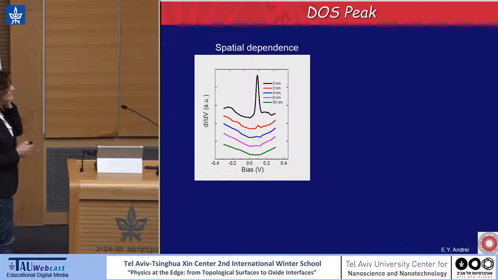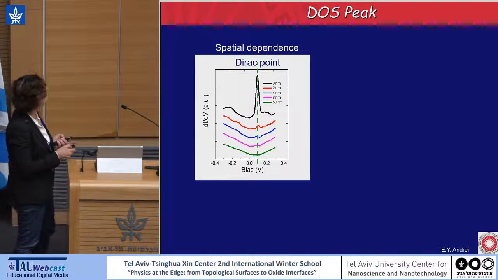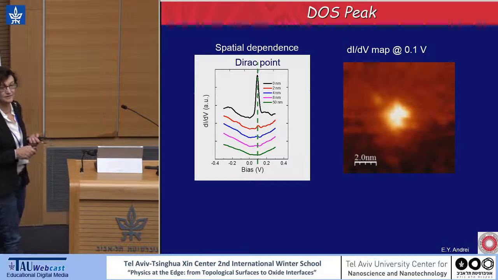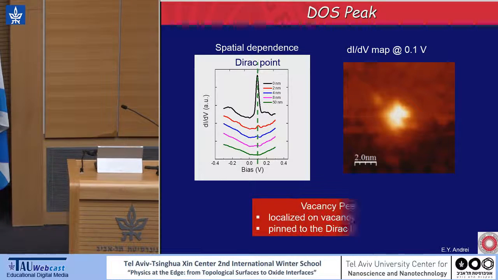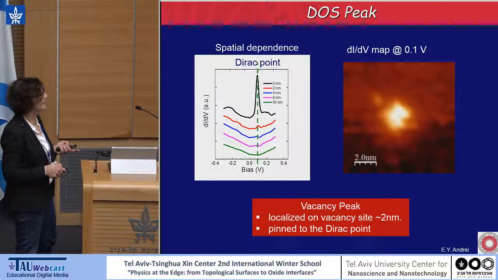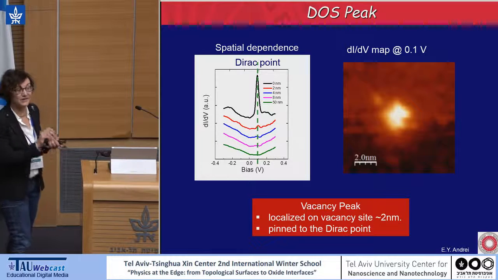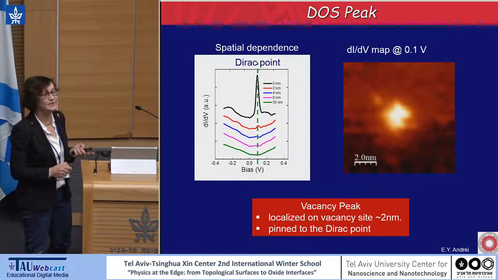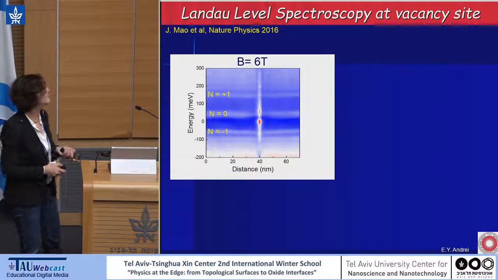Then we look at the density of states, and we see that right on the vacancy, we have a strong peak, which very rapidly decays as you move away. It decays within about 2 nanometers. So there's a vacancy peak, which is tightly localized, and it's pinned to the Dirac point. Whenever you gate the sample, the vacancy peak just marks the Dirac point.